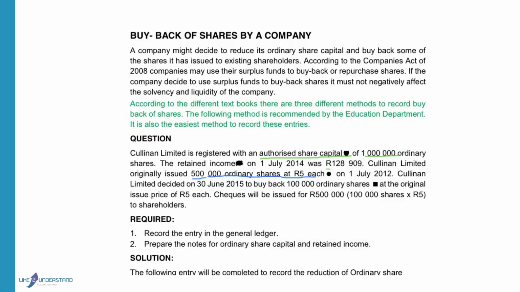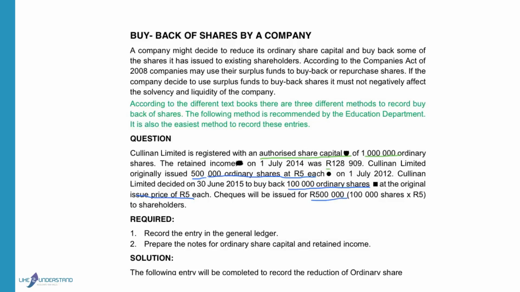Cullinan Limited decided on the 30th of June, the last day of the financial year, to buy back 100,000 shares that were originally issued to shareholders, and they will buy it back at the original issue price of 5 Rand. So they sold it to the shareholders at 5 Rand, and they will repurchase it at 5 Rand again. Checks will be issued for 500,000 Rand to pay the shareholders.